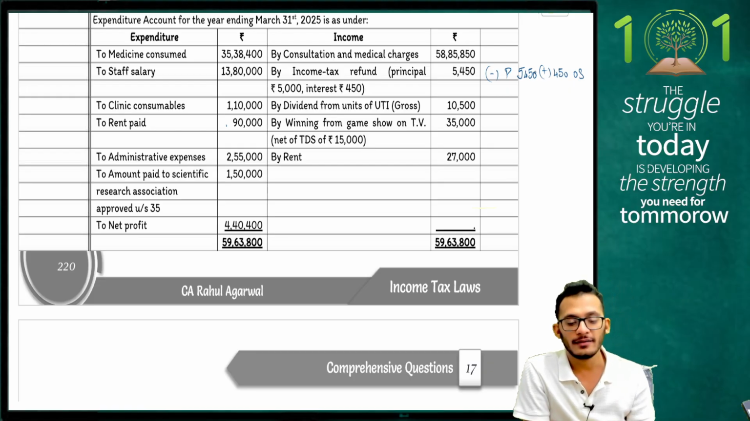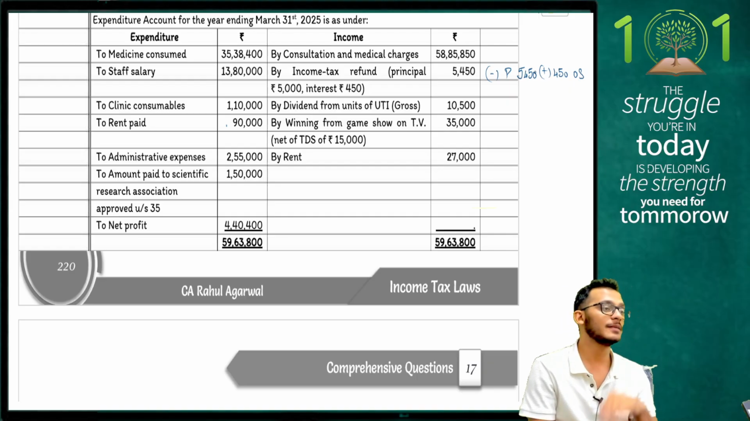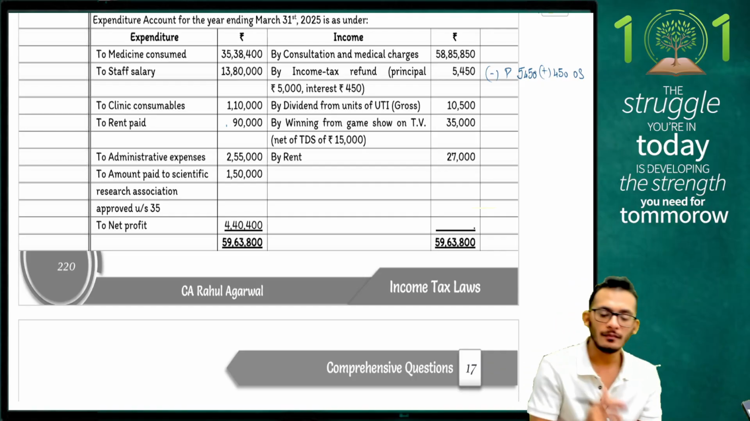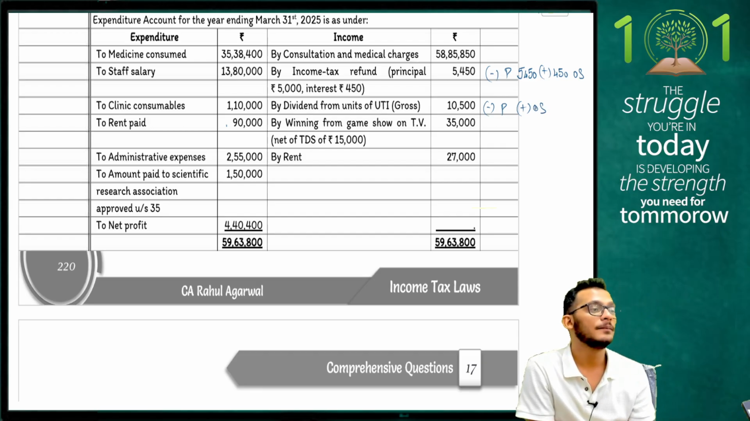I am moving on to dividends, which is 10,500. Wording given is gross. Meaning this is my income. This is taxable under IFOS. Therefore, minus from PGBP, add to IFOS, very good. Clear? Yes.